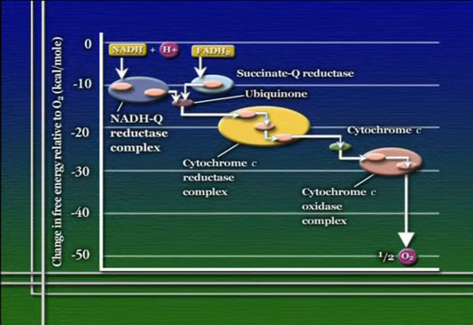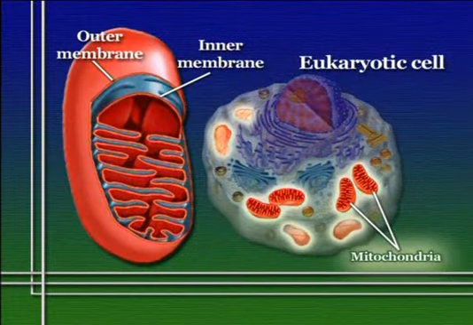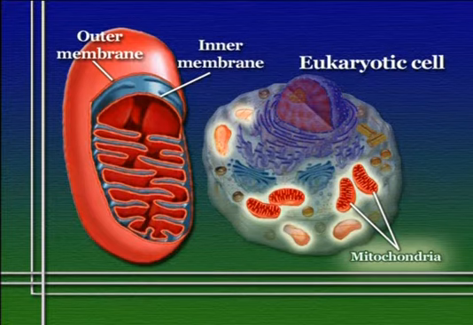Now, in eukaryotic cells, the molecules associated with the electron transport chain are physically embedded in an internal membrane found in mitochondria. In prokaryotes, I should add, which don't have mitochondria because they don't have organelles at all, these molecules are actually embedded in the cell membrane itself.